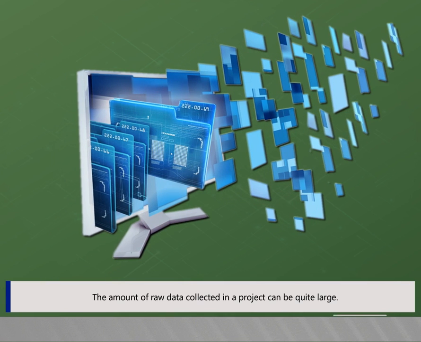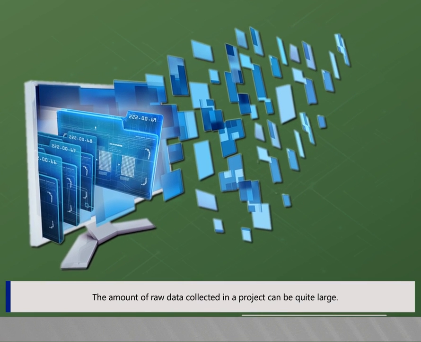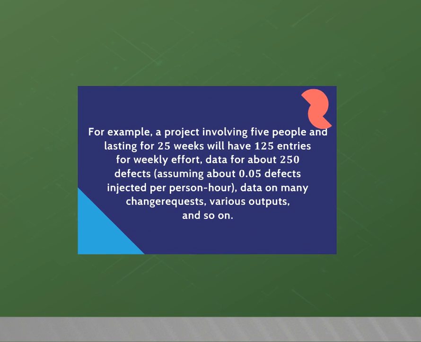The amount of raw data collected in a project can be quite large. For example, a project involving 5 people and lasting for 25 weeks will have 125 entries for weekly effort, data for about 250 defects, assuming about 0.05 defects injected per person hour, data on many change requests, various outputs, and so on.